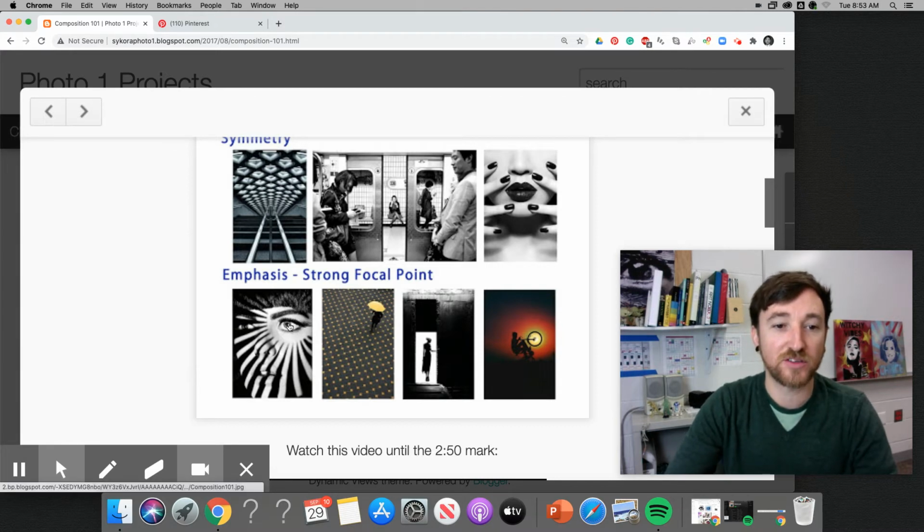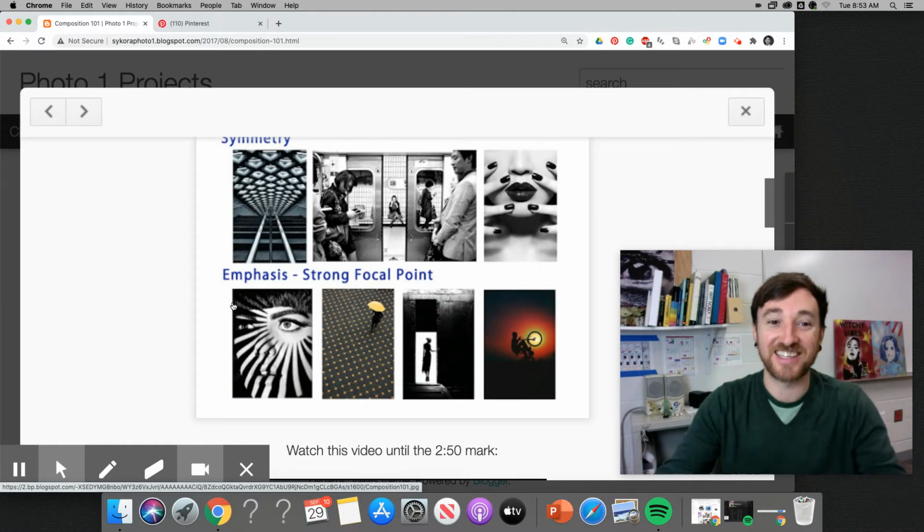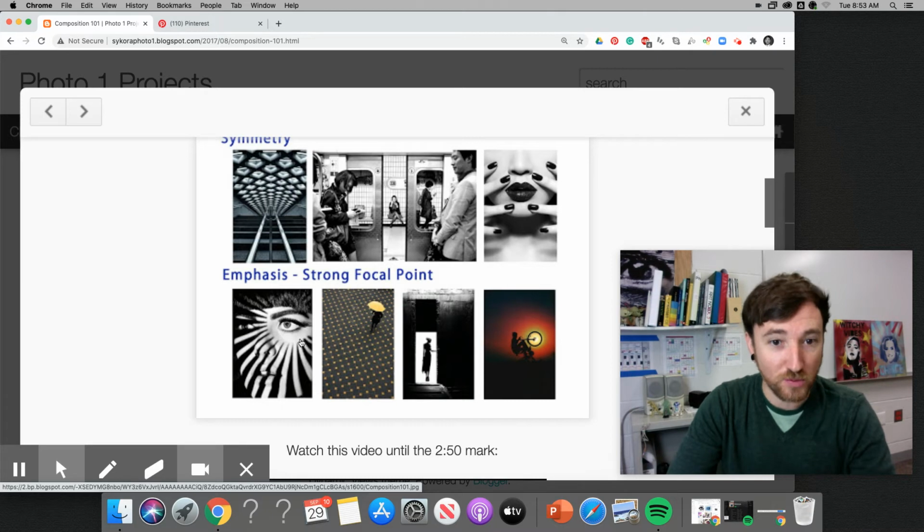But notice how it also uses rule of thirds. It also uses framing because we have more light in this area that's kind of framed by a repeating element of lines that all act as leading lines that lead into our focal point. So leading lines, contrast, framing, these are all ways to create stronger focal points.